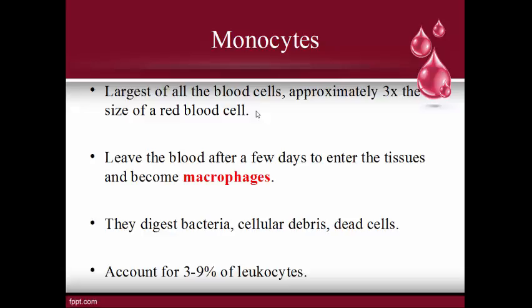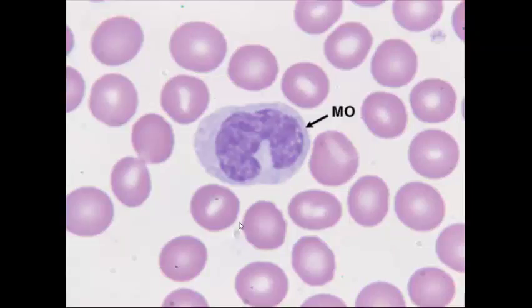Now, after a few days of monocytes being produced, they will leave the blood and enter tissues to help fight disease. When they do this, once they enter the tissues, they're now called macrophages. And from there is where they'll digest bacteria, other dead cells, other debris from cells. And these are about anywhere between 5 to 9% of all leukocytes. Again, all these around it are typical red blood cells.